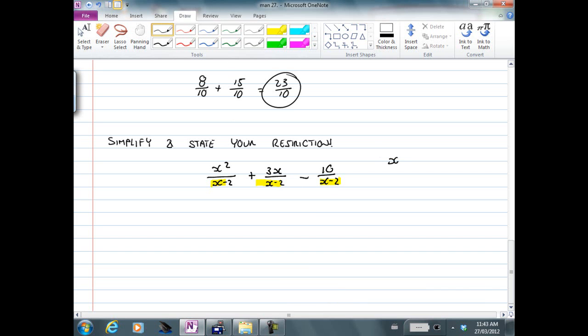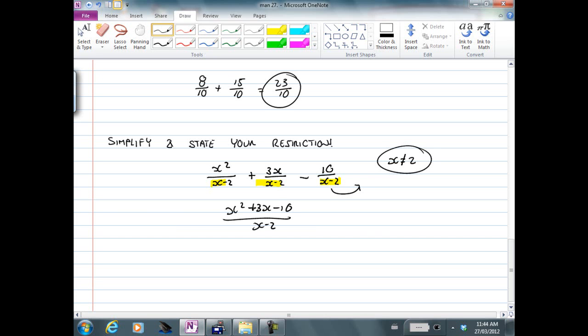x cannot equal, what x not equal to? Whoa. x cannot equal to? 2. Cannot equal 2. The reason why? We said this thing can't equal 2. So now, I notice they're the same denominators. Let's merge them together. x squared plus 3x minus 10 over x minus 2.